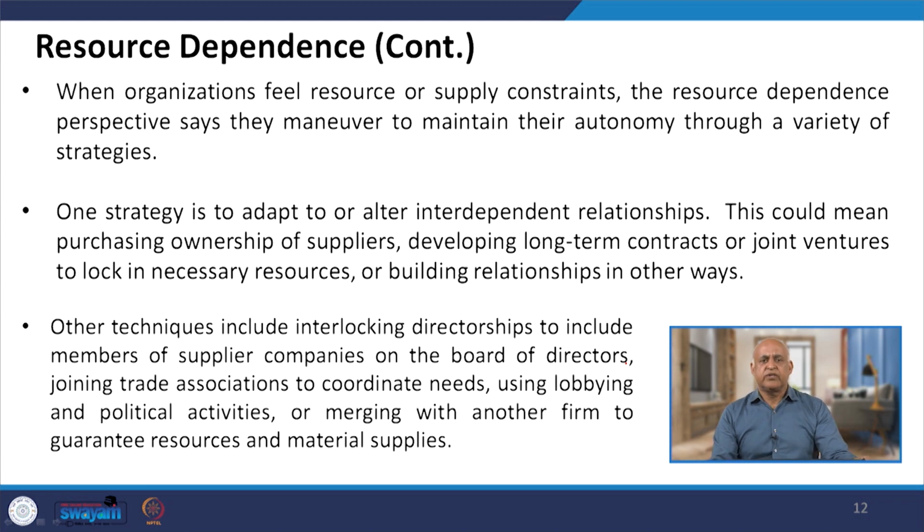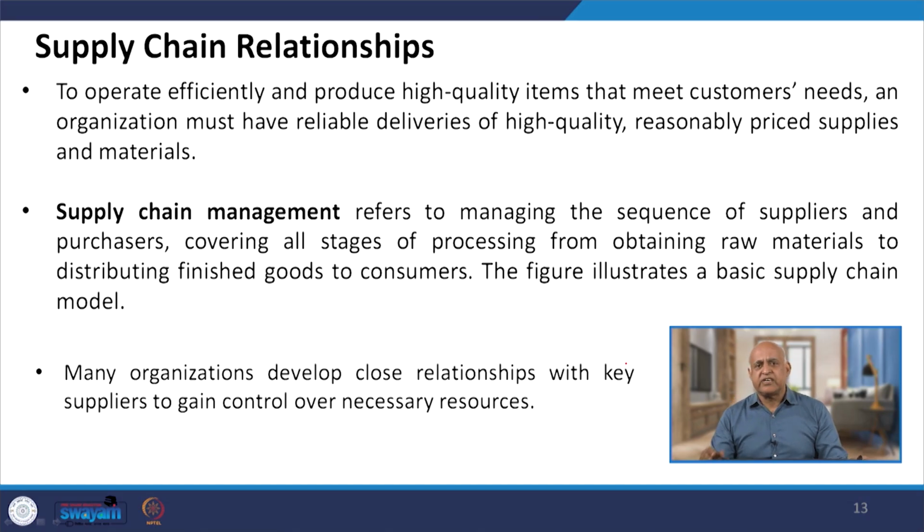Other techniques include interlocking directorships, to include members of supplier companies on the board of directors, and joining trade associations to condition needs. Use lobbying and political activities, or merge with another firm to guarantee resources and material suppliers. So, ultimately it is very important how you are developing that association relationship. There is a supply chain relationship.